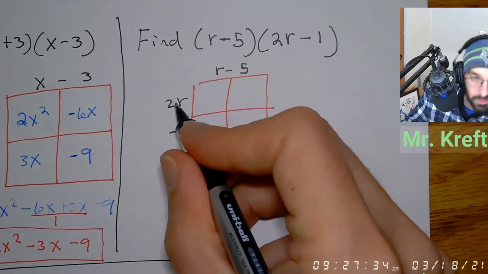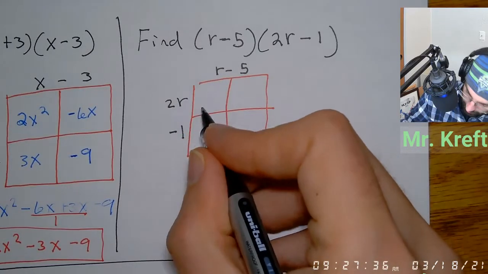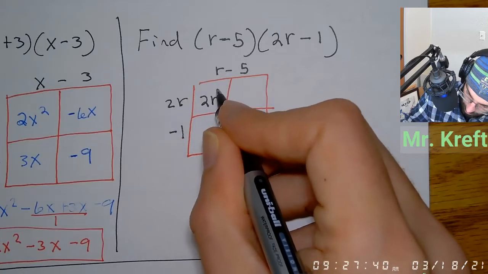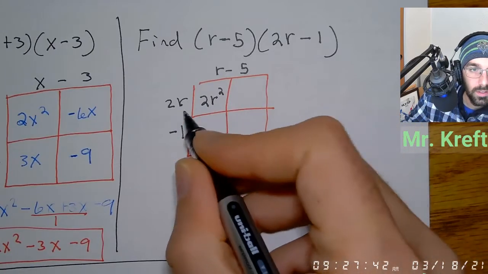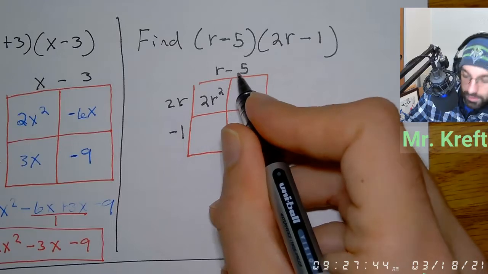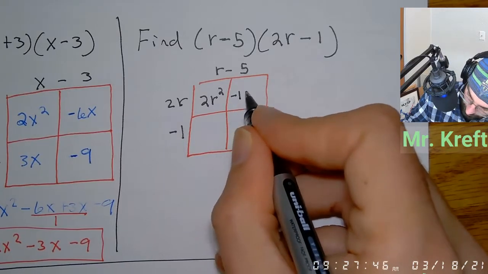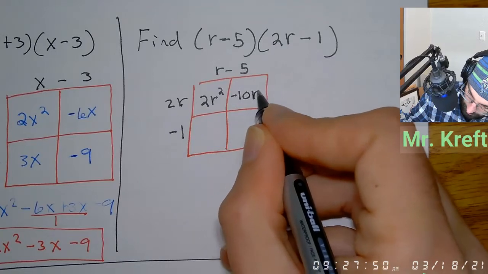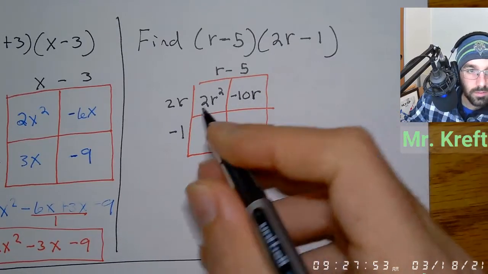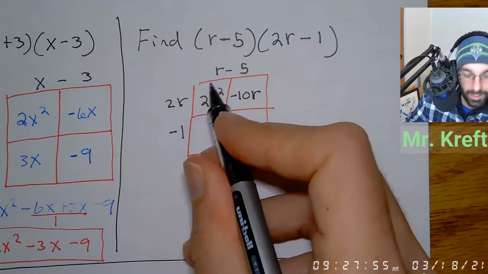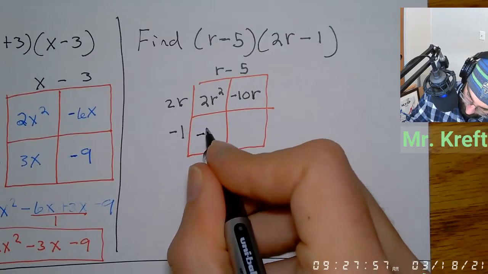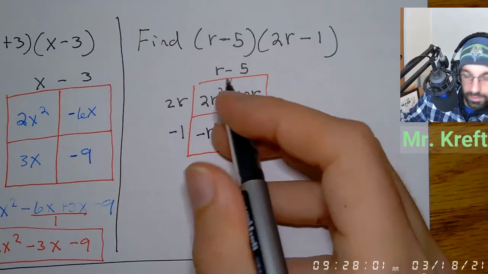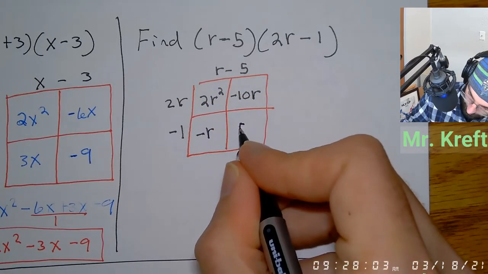So I'm going to go ahead and multiply these. So 2 times 1 is 2. And then r times r is r squared. 2 times negative 5 is negative 10. And then r times 1 is just r. Negative 1 times r is negative r. And negative 1 times negative 5 is positive 5.